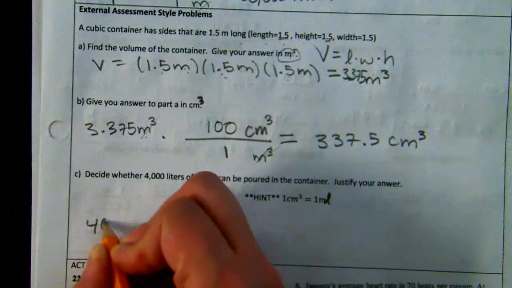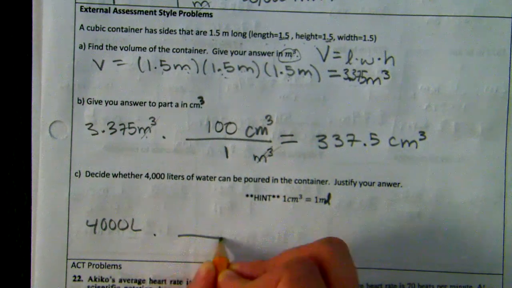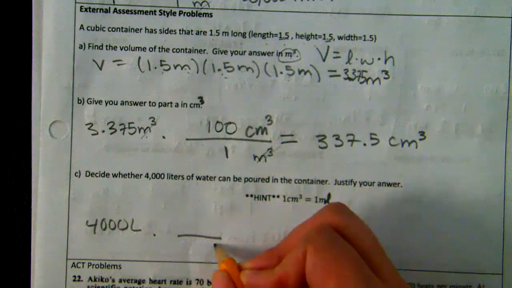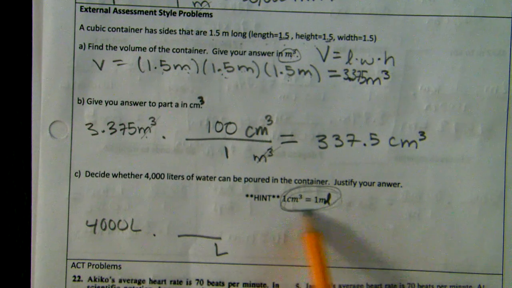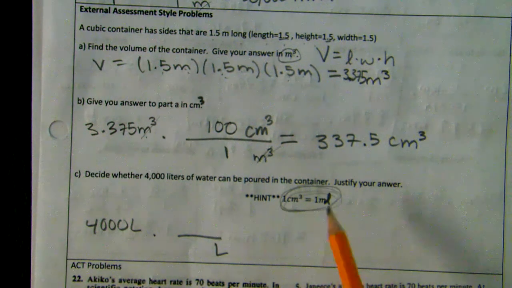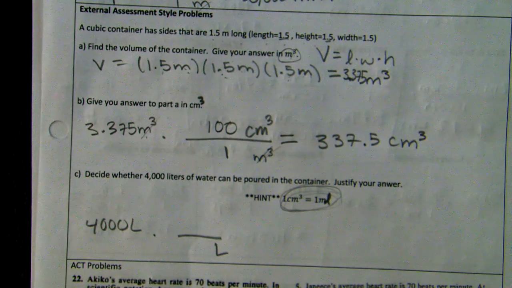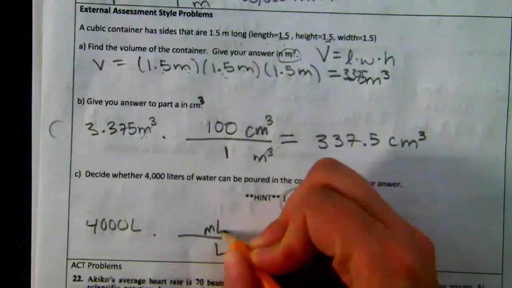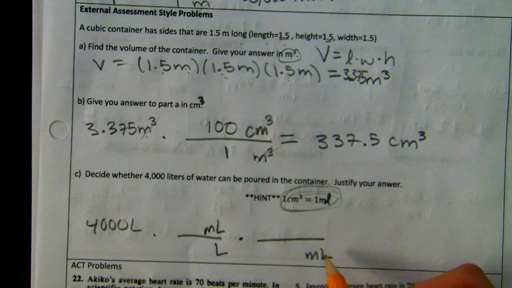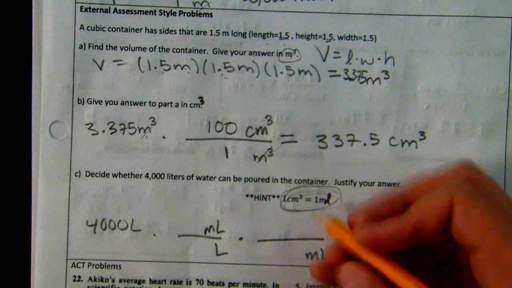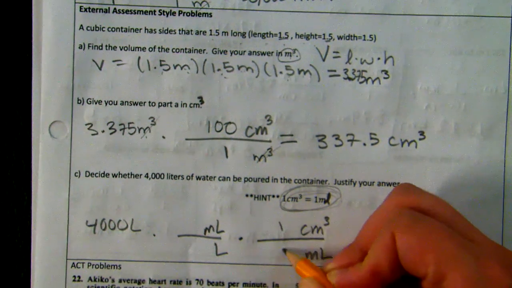So I'm going to start with 4,000 liters, which is what we know. So I know if I have liters on the top, I'm going to need liters on the bottom. And then this is the crucial relationship that we need to know, this hint, 1 centimeter cubed equals 1 milliliter, because I have no idea how many liters are in a centimeter cubed, but I do know how many milliliters are in a liter, and I do know that 1 centimeter cubed equals 1 milliliter. So I'm going to go from liters to milliliters. If I have milliliters on the top, I'm going to do milliliters on the bottom. And I know that 1 milliliter equals 1 centimeter cubed. So I can even fill in the numbers for that right now too.